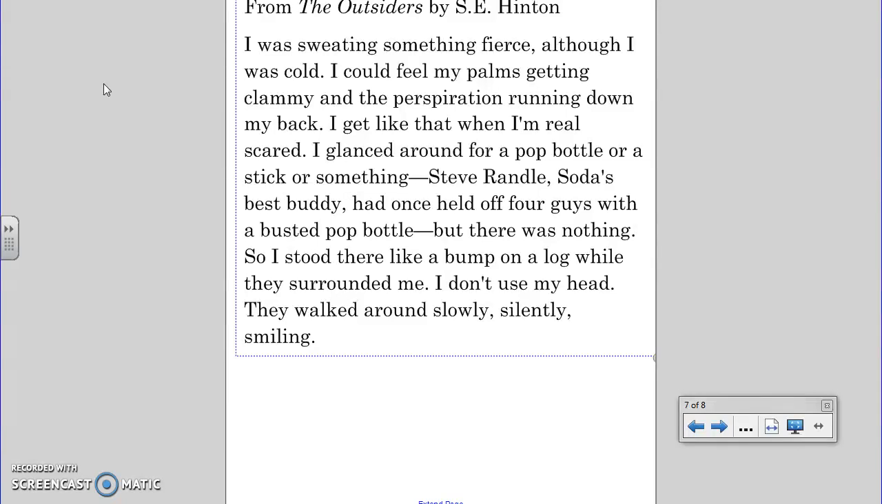And then after that, write your own poem based off of the poem that you had already written from The Outsiders. Okay, if you have any questions, please feel free to ask me, or if Miss Miller is in the room, ask her as well.